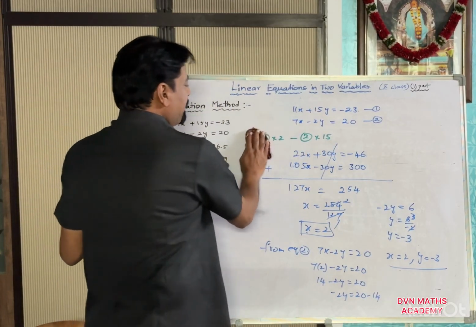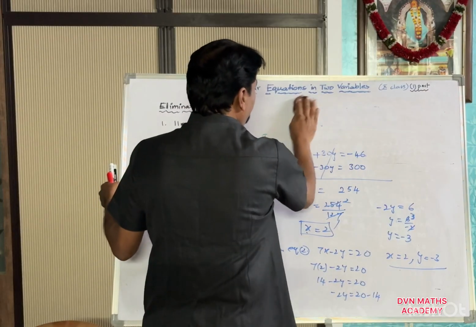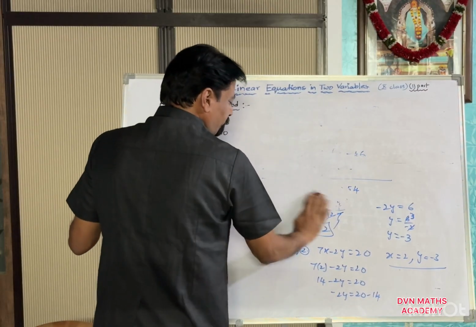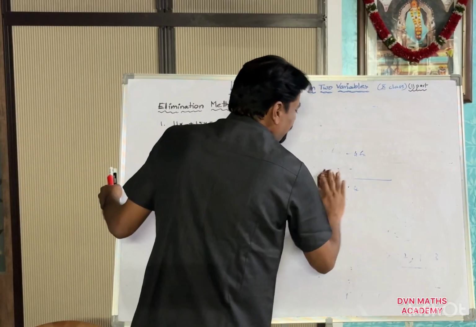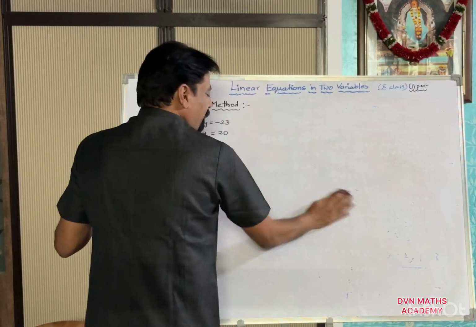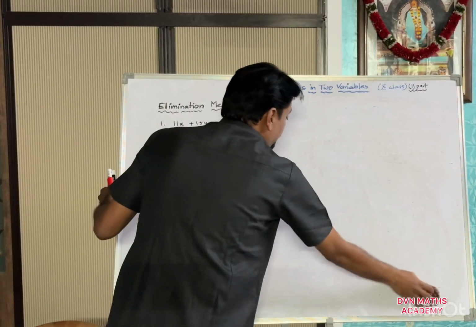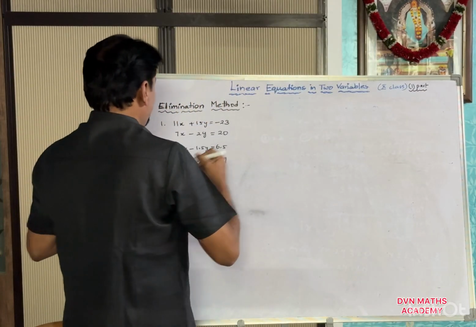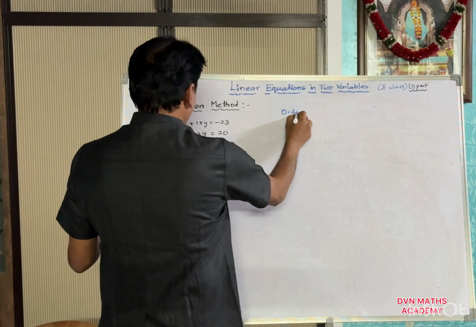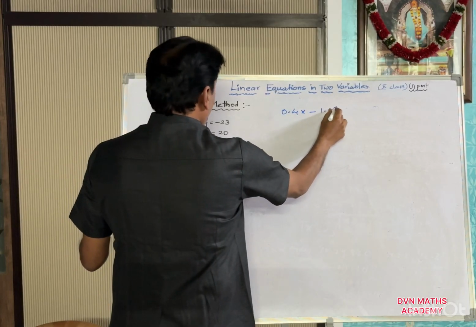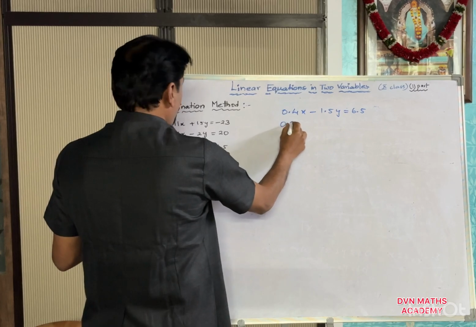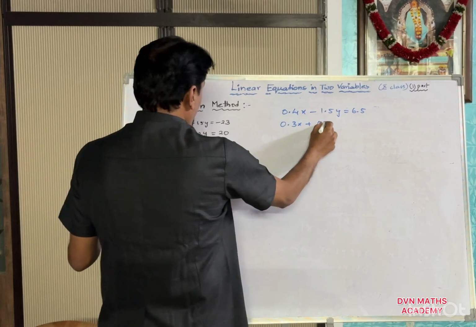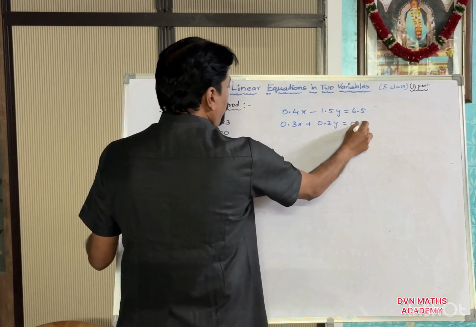So if I go for the second question, this is also one of the patterns. Second question also important pattern. By seeing that question, you feel somewhat hard, but it is very easy. My second question is 0.4x minus 1.5y is equal to 6.5. And the second equation is 0.3x plus 0.2y is equal to 0.9.